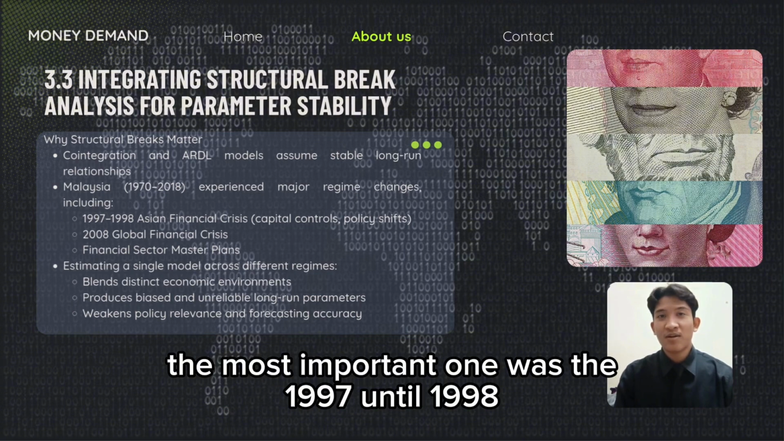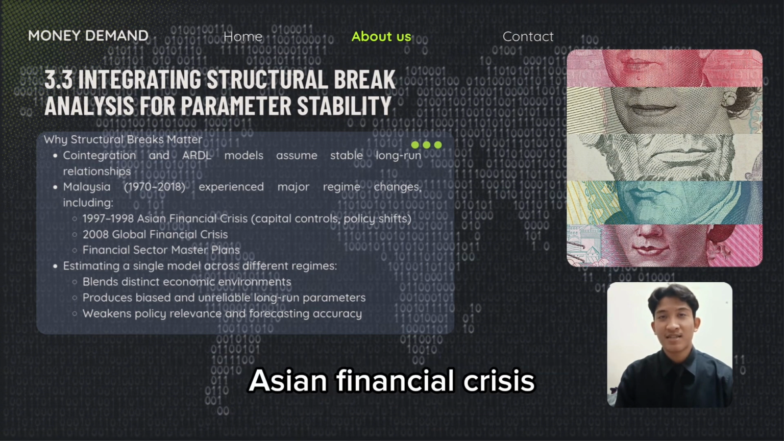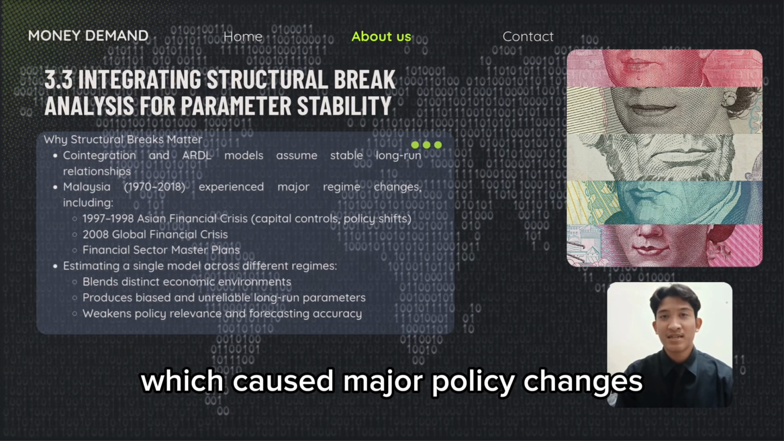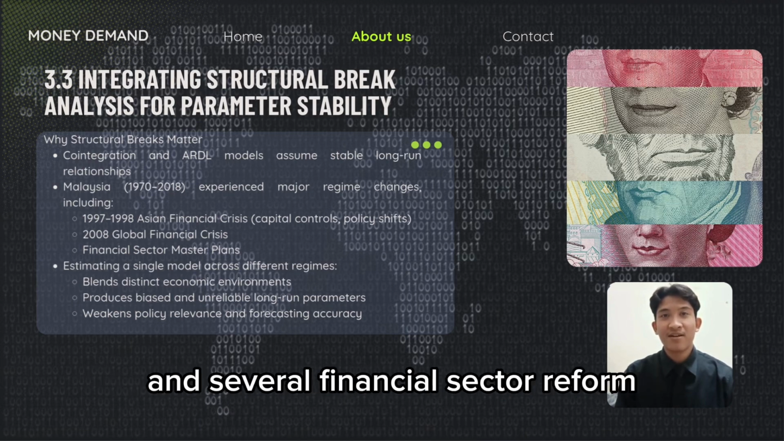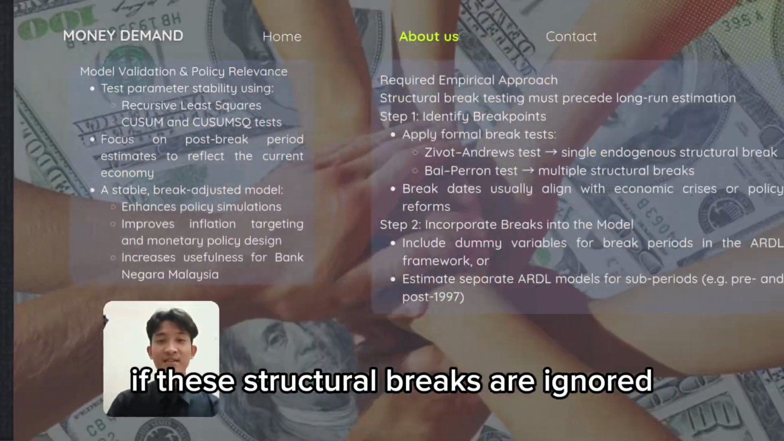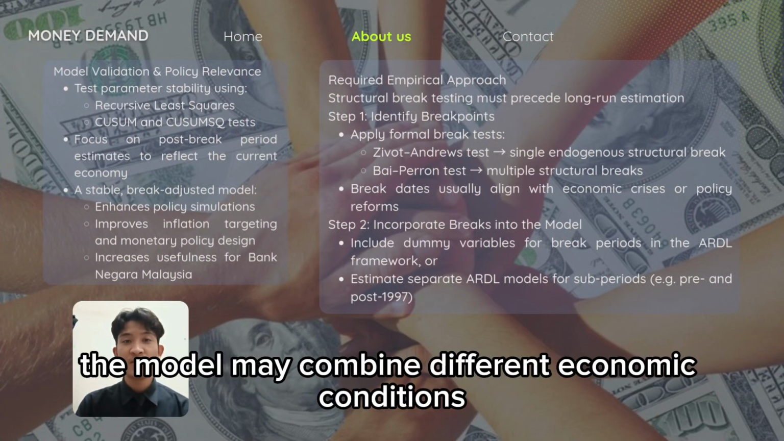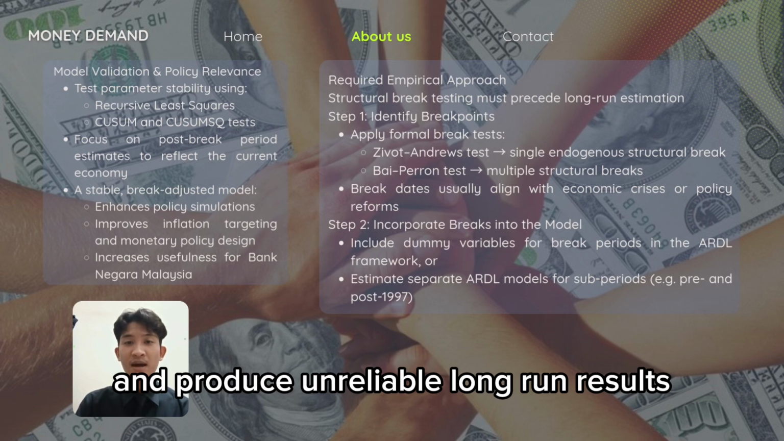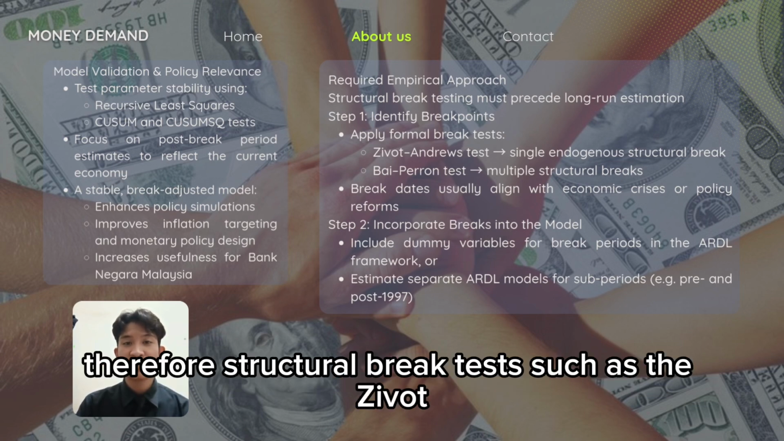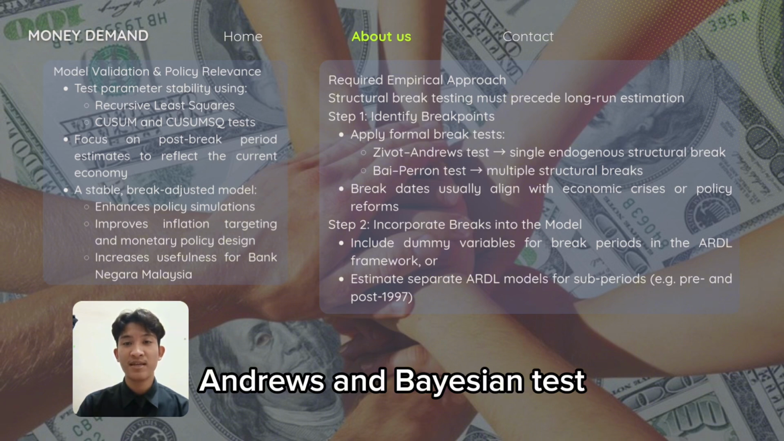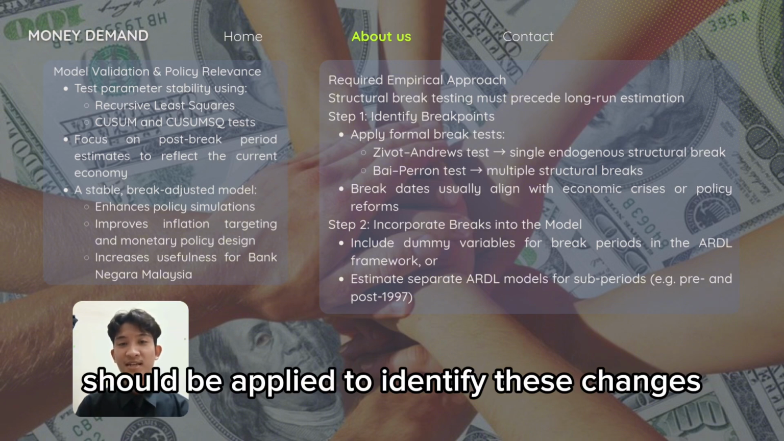The most important one was the 1997 to 1998 Asian financial crisis, which caused major policy changes. There was also the 2008 global financial crisis and several financial sector reforms. If these structural breaks are ignored, the model may combine different economic conditions and produce unreliable long-run results. Therefore, structural break tests such as the Zivot-Andrews and Bai-Perron tests should be applied to identify these changes.